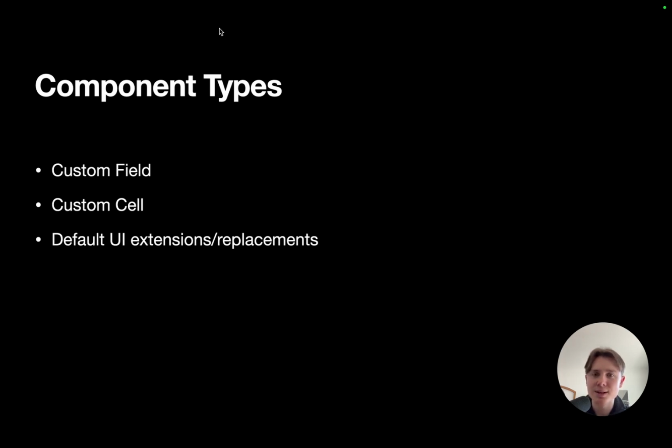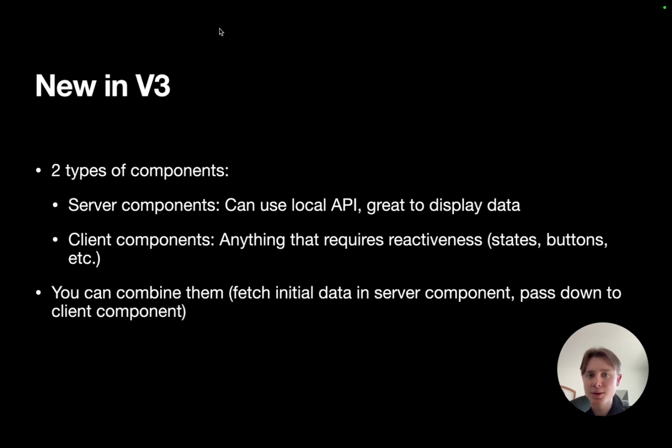The third part that we have is default UI extensions or replacements. And that means that inside of the admin panel, we can customize and replace pretty much every single part. We can customize our sidebar. We can customize our dashboard or replace it completely. We can add custom components above the dashboard or below the dashboard, above our table list, below our table list, pretty much everywhere.